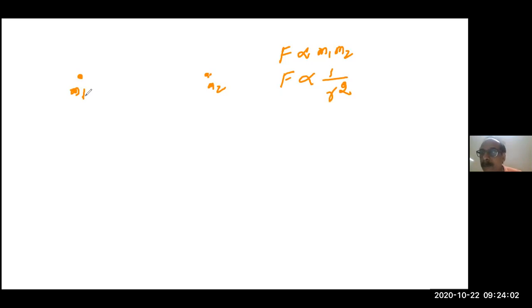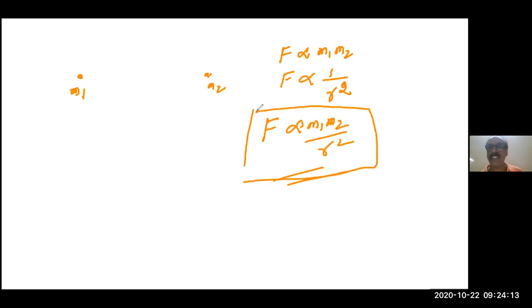Is it clear? That is the reason we can conclude F is directly proportional to M1 M2 by R squared. This is Newton's law of gravitation. Agreed? Every material body in nature attracts each other.